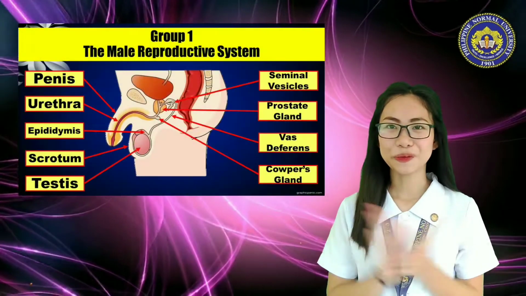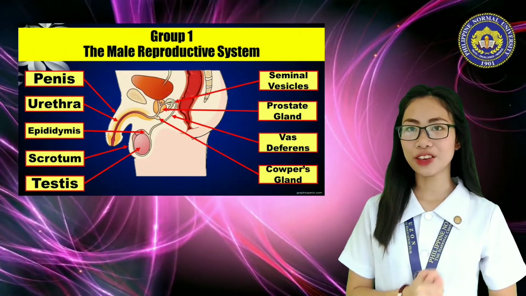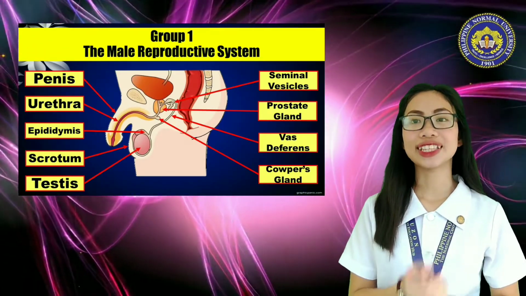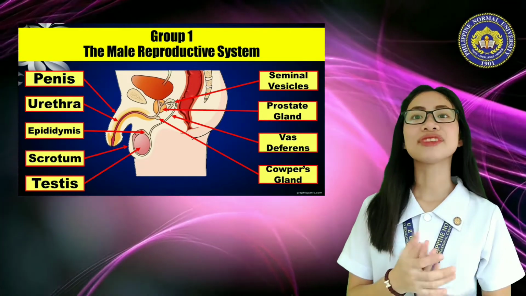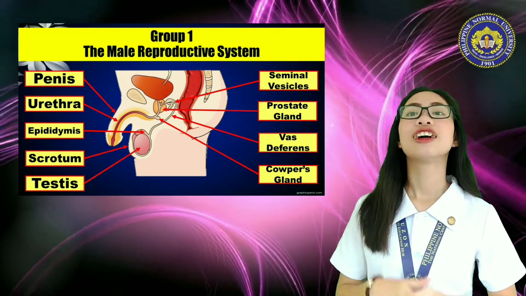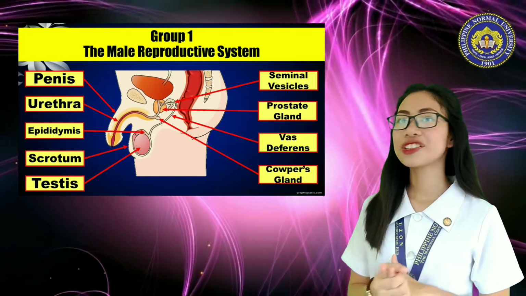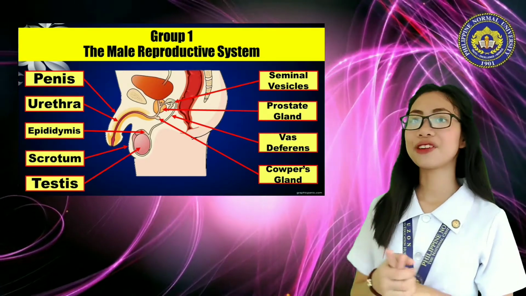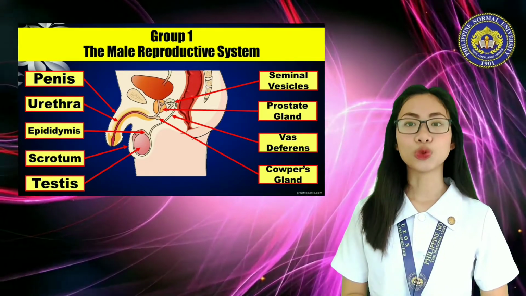Okay, time is up. Please present your work. Who is the representative of group 1? Thank you. Okay, let us see if you labeled each part correctly. So we have here seminal vesicle, prostate gland, Cowper's gland, penis, urethra, vas deferens, epididymis, testis, and scrotum.